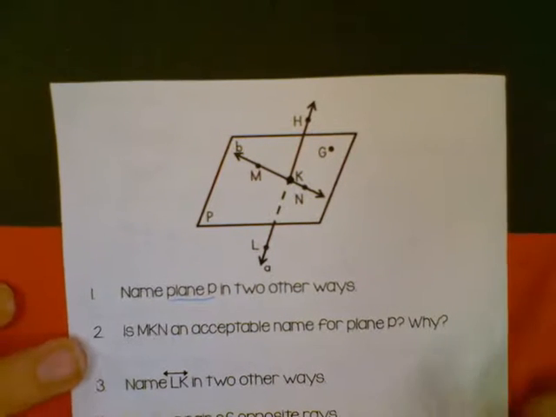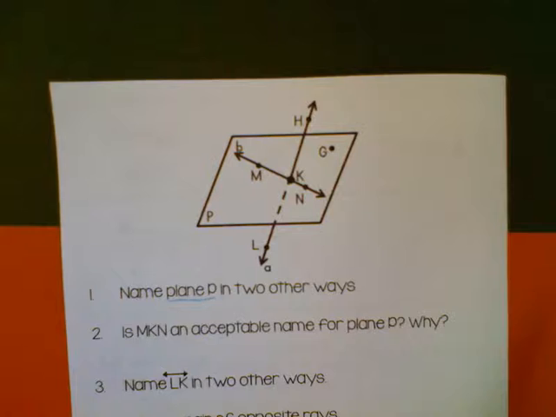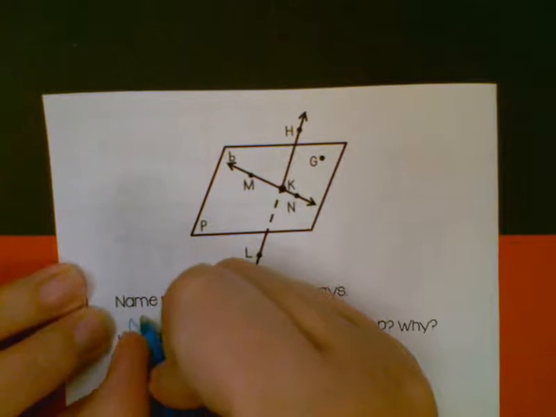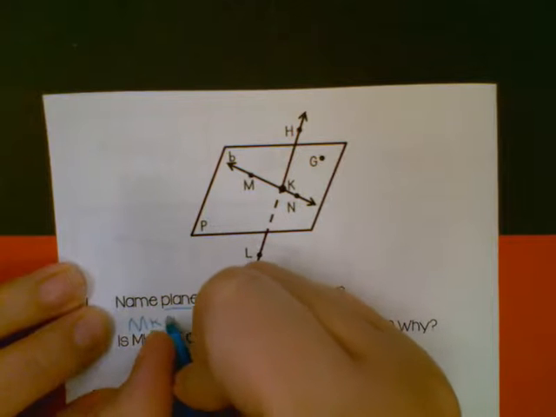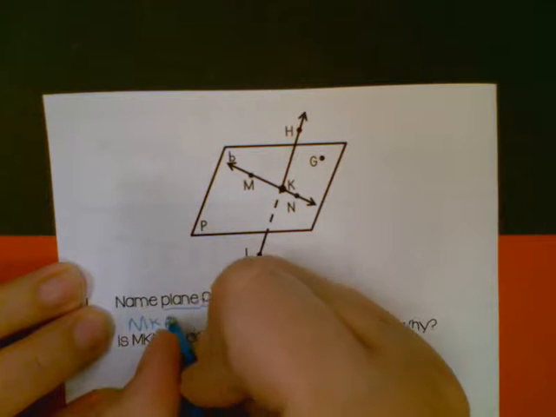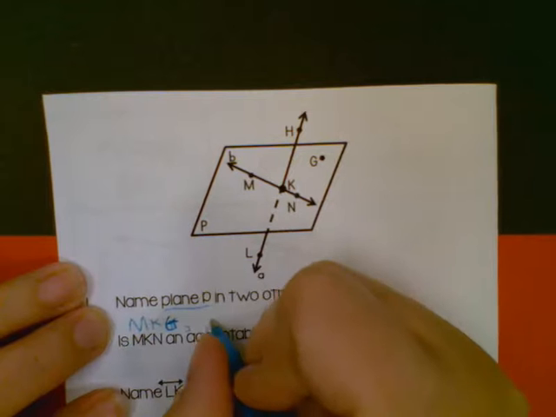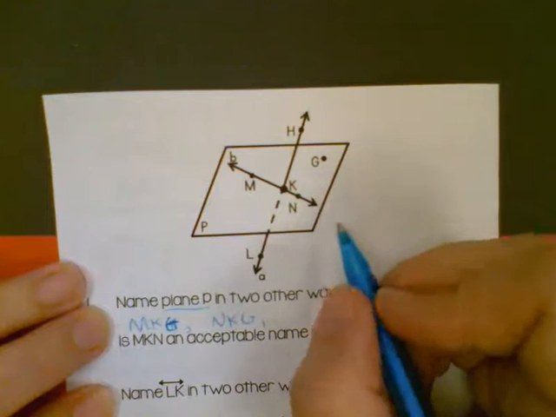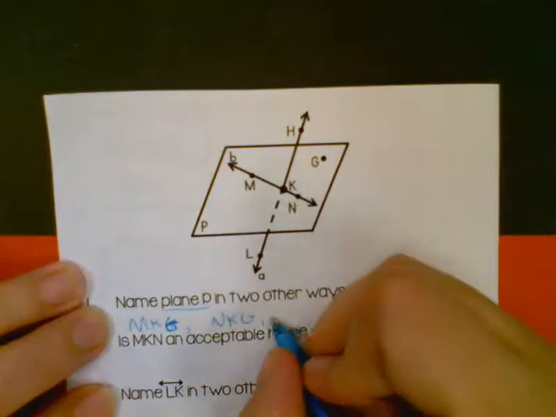So we can name it a couple different ways. So just pick 3 of those 4 points. So we could say that it's MKG. Sorry, I just messed it up. Or we could say that it's NKG. Or we could say that it is MNG.